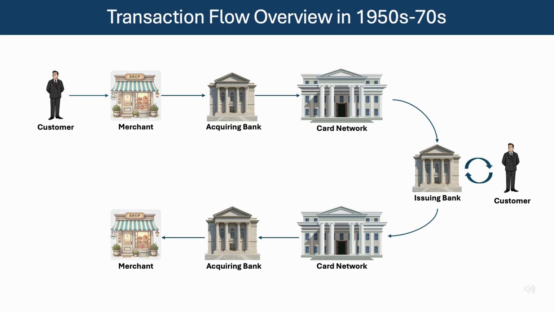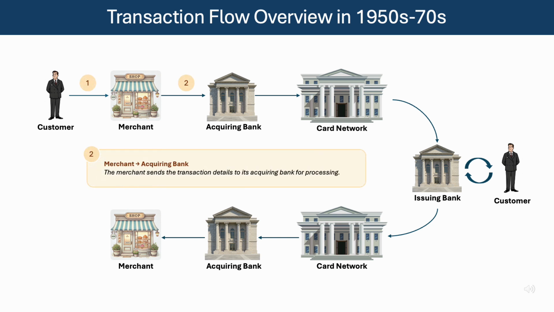To make sense of how credit card payments worked in the early days, it helps to break the process into simple, clear steps. We'll walk through 7 key stages, tracing the path of a transaction, from the moment a customer makes a purchase to when the merchant receives the funds. The customer initiates a purchase by providing their card to the merchant at checkout. The merchant sends the transaction details to its acquiring bank for processing. The acquiring bank forwards the transaction request to the card network for routing it to the issuing bank. The card network identifies the issuing bank and sends the transaction for approval.